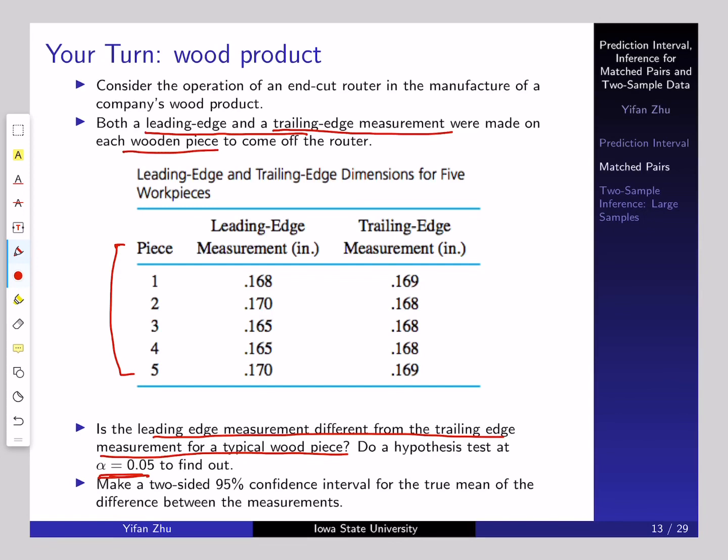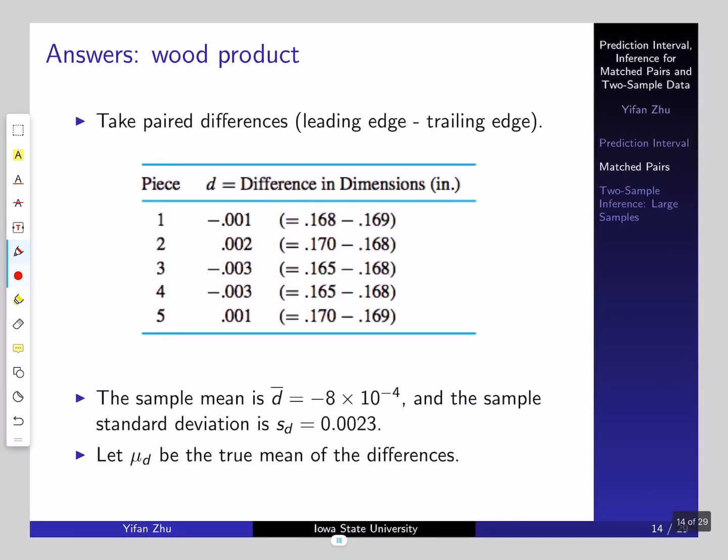And we will also make a two-sided 95% confidence interval for the true mean of the difference between these two measurements. Okay. Because it's matched pairs data, the first thing we do is obtain the differences, 5 differences, and we obtain a sample mean and sample standard deviation, d bar and s d. The parameter we make inference on is mu d, the true mean of the differences.